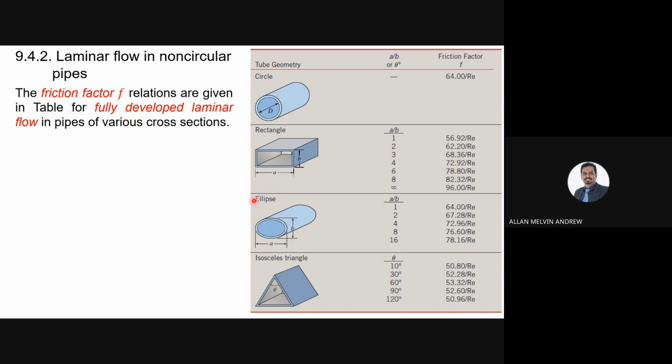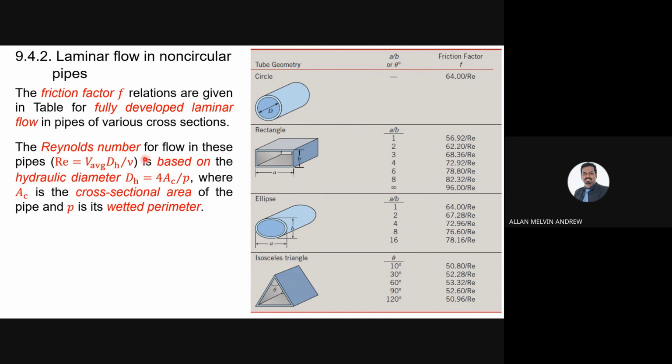If it's an ellipse, then you can use this particular friction factor. And if it's an isosceles triangle, it's based on the angle theta on top, so you can have a difference in the value. All these are already calculated by the engineers for you to use in your calculation.